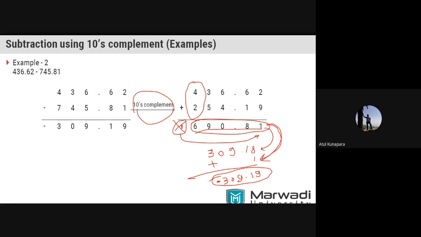And if you are performing using nines complement method, you convert it into the nines complement form and you add a negative sign. So that will give you the right answer. So this is how you can perform the subtraction using tens complement method. Is that clear to everyone?